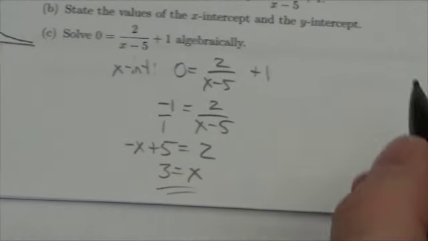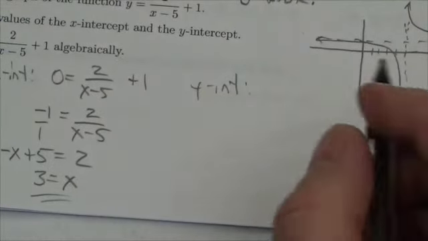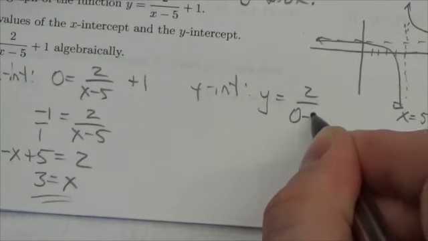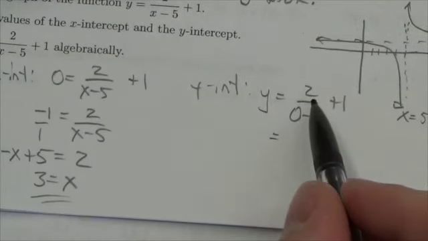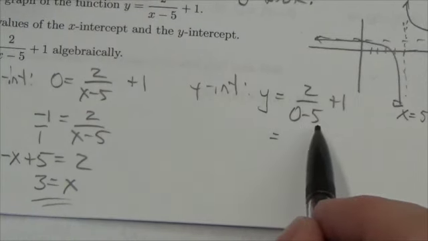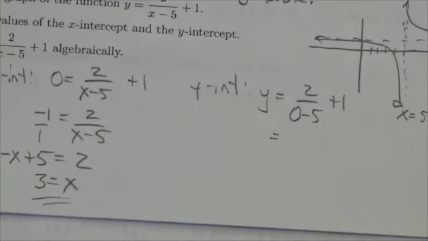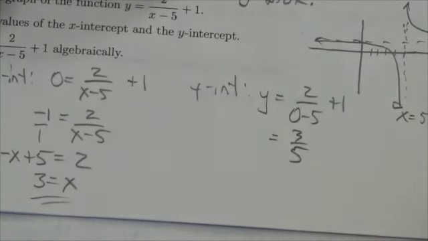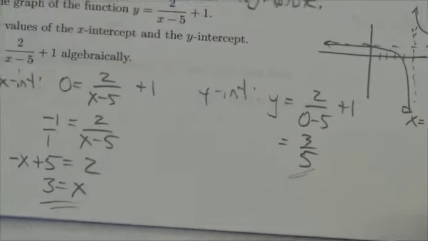The y-intercept is simply going to occur where the x-coordinate is equal to 0 in that function. So y is going to equal 2 over 0 minus 5 plus 1. 0 minus 5 is negative 5, and 2 divided by negative 5 is negative 2/5. Plus 1 is going to end up being 3/5. So my y-intercept here is 3/5.